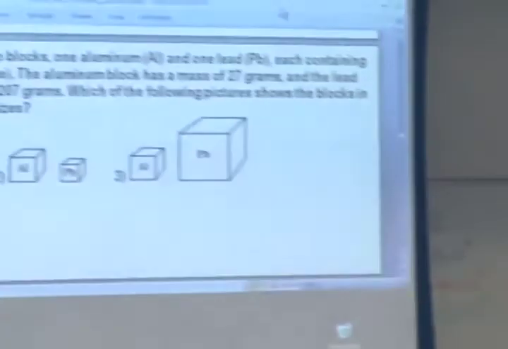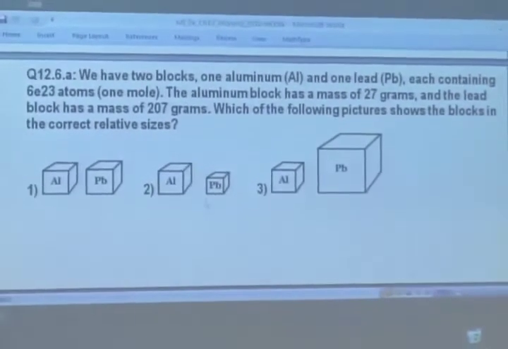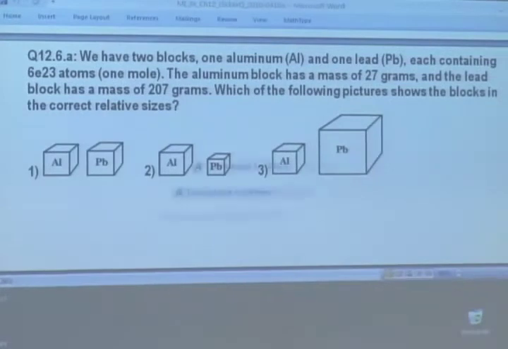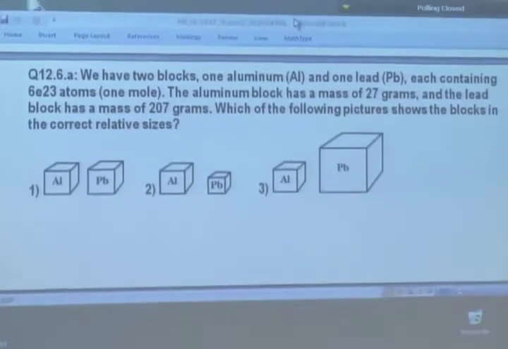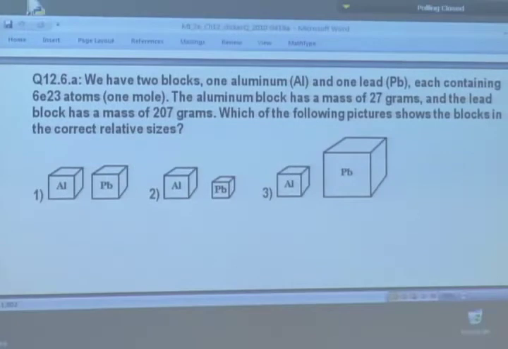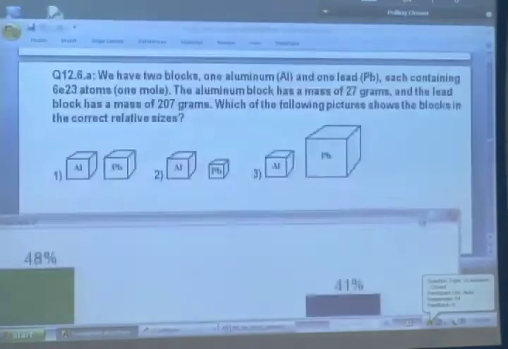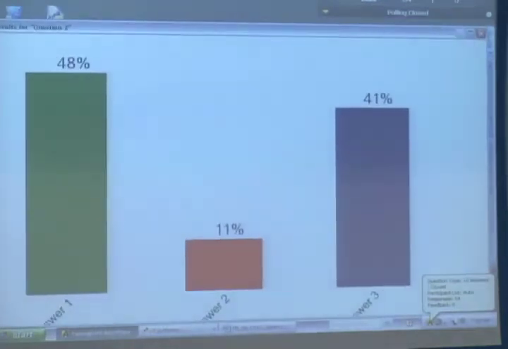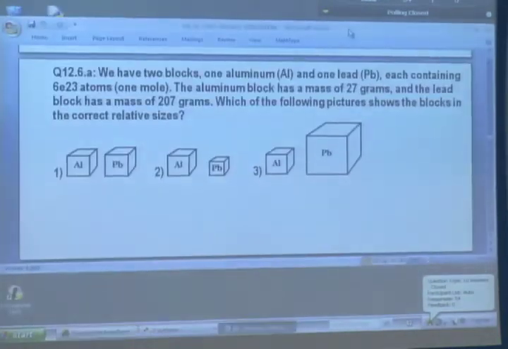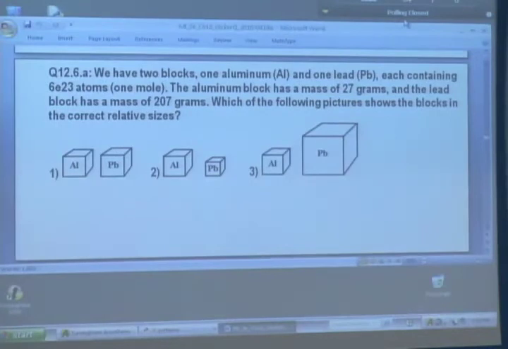So roughly, approximately, which picture looks right? Well, think about what you know about. So same number of atoms, 1 mole, right? Okay, so that means nobody wants the aluminum block to be bigger than the lead block, but some people think they'd be roughly the same, and some think the lead is bigger.